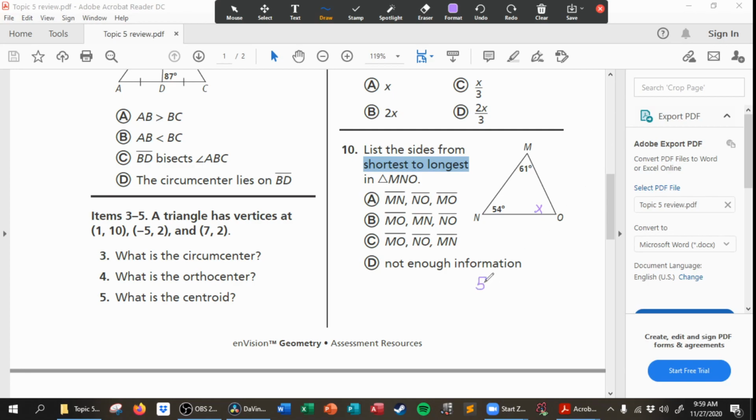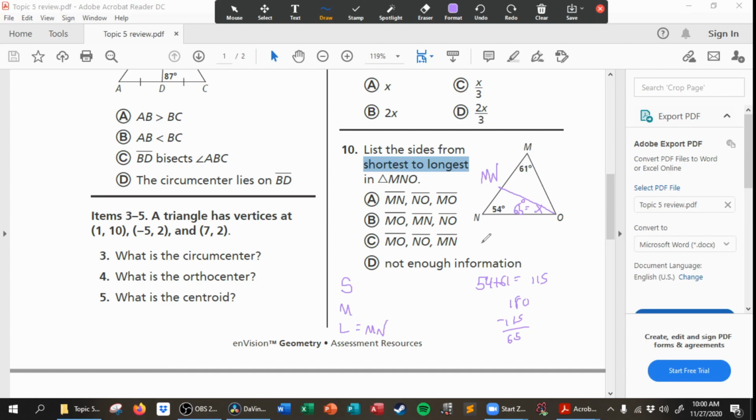So I'm going to say 54 plus 61 equals 115. 180 minus 115 is going to be 65. So 65 is my largest angle. So the side opposite of 65 is MN. So that's my largest. So let's go shortest, middle, long. My longest side is going to be MN.